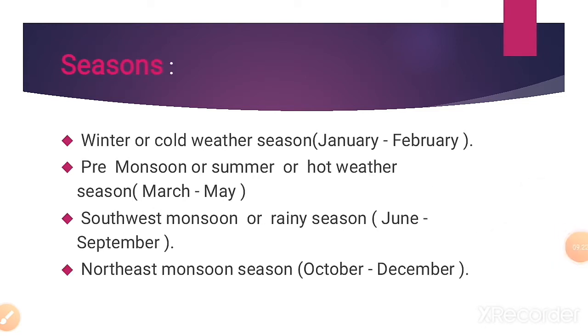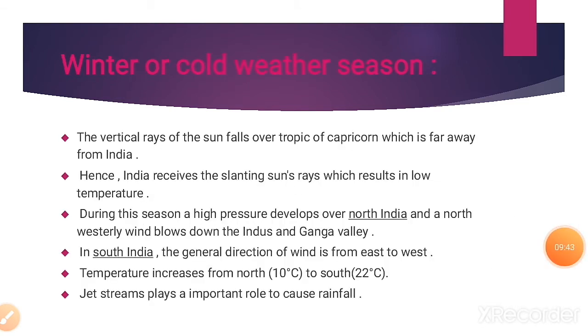Next, we will see the different seasons in India. They are winter or cold weather season, pre-monsoon or summer or hot weather season, southwest monsoon or rainy season, northeast monsoon season. Let's see one by one. First, winter or cold weather season.